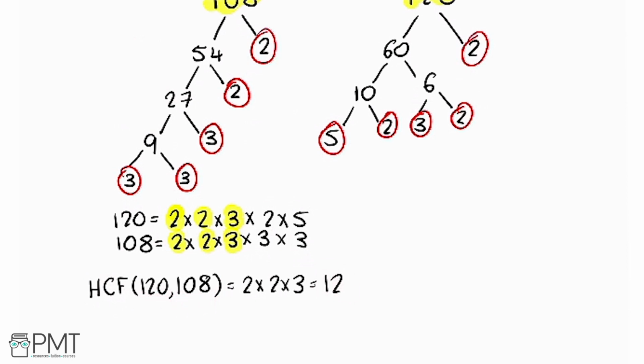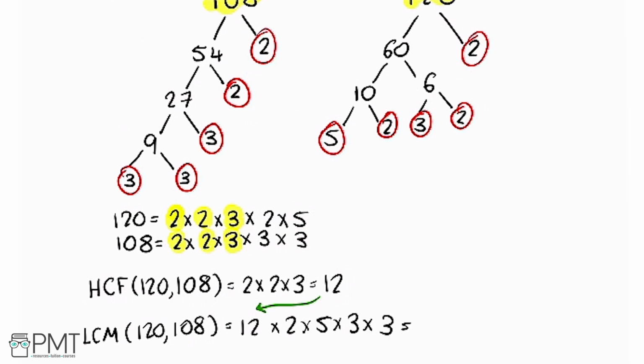So now we can work out the lowest common multiple of 120 and 108. To do that, we take our highest common factor and bring that down here. So that's going to be 12. I'm going to multiply that by our leftover numbers. So multiply it by 2, then by 5, then by 3, then by 3. If you work that out, that gives you 1080. And this right here is our final number. This is the lowest common multiple.